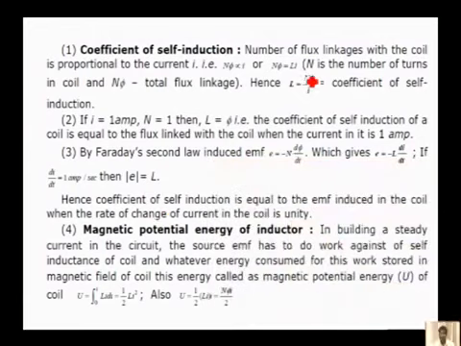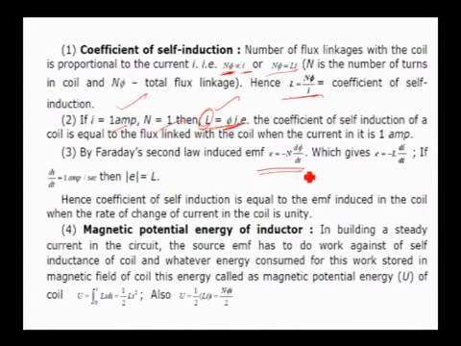Next, we have a few definitions of self-induction. The amount of flux linked with the coil is directly proportional to current. The greater the current through the coil, the greater the flux linked. N is the number of turns in a coil and phi is the flux through every turn. If I rearrange this, we get L is equal to N phi by I. Suppose the current is 1 ampere and the number of turns is 1, then L will be equal to phi. That shows the coefficient of self-induction, L, is numerically equal to the magnetic flux linked with the coil when the current through the coil is 1 ampere.